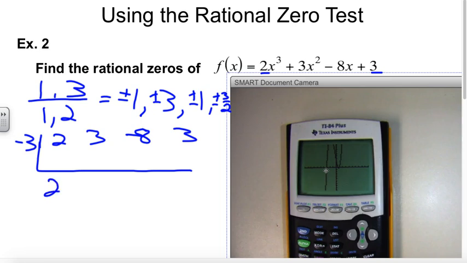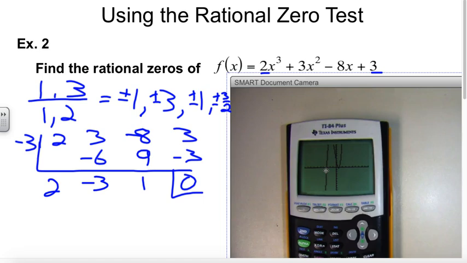Bring down the 2. 2 times -3 is -6. 3 minus 6 is -3. Times -3 is positive 9. Minus 8 and 9 is 1. 1 times -3 is -3. And then 3 and -3 gives 0. All right, so when we see that remainder of 0, that tells us that -3 is most definitely a 0 of the function.